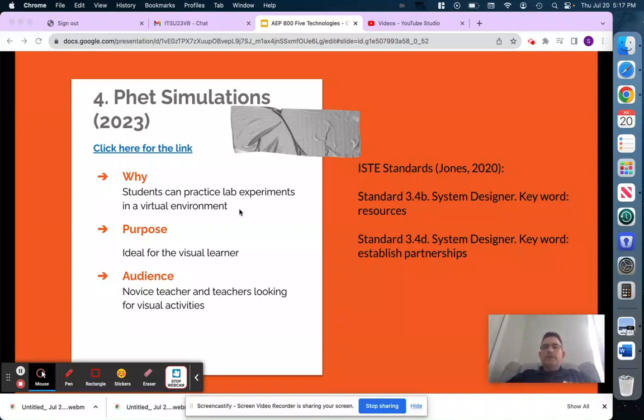So, a couple of standards from ISTE. I would say 3.4b, the system designer. The keyword here is resources. And then also 3.4d, again, the system designer. And the keyword here is establishing partnerships. And in this case, that's with the University of Colorado, because they're the ones making this, they have fantastic simulations.